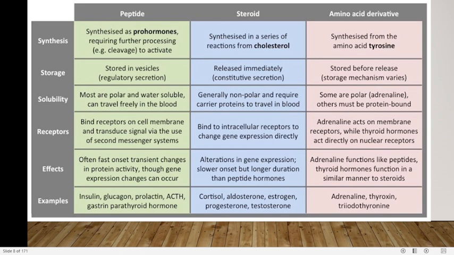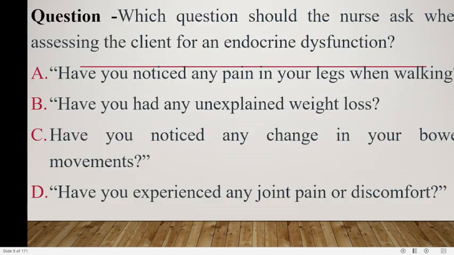Examples of amino acid derivatives include adrenaline, thyroxine, triiodothyronine. And those are the different examples of hormones. So in short, we have peptide hormones, steroid hormones, and amino acid derivatives. You should be in a position to distinguish the three groups.